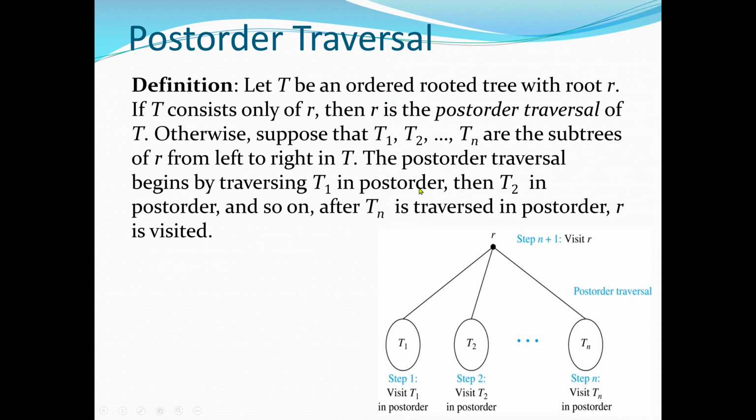Now, post-order traversal means we go through the left first, then the right, and our root is last. So let T again be an ordered rooted tree with root R. If T consists of only R, then we return R as the post-order traversal of T. Otherwise, suppose that we have T1, T2, all the way to Tn as the subtrees of R from left to right. Then we go through from T1 all the way to Tn, from left to right. Then after we finish, the last will be the root. So begin by traversing T1 in post-order, then T2 in post-order, and so on. Then after we finish Tn, which means we finish left to right, we traverse R.